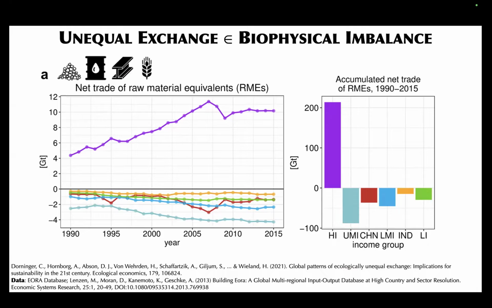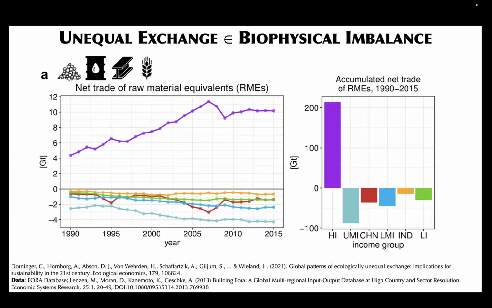And you see that the purple line here is the high income countries. They have basically net imported all these raw materials from the rest of the world. So when you're above the zero, that means you are importing more of all those embodied raw materials than you are exporting, meaning you are basically draining the rest of the world. And the rest of the world is below zero, meaning they're exporting more than they're importing over time.